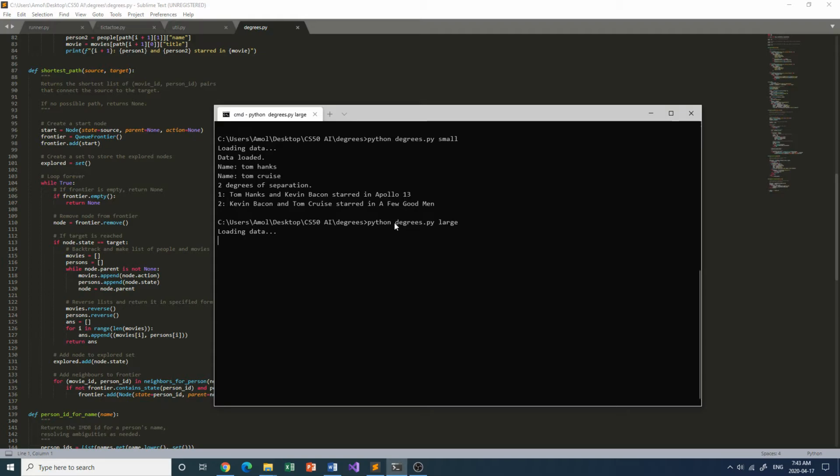So it takes a while to load the data because there are around 80,000 people in it. So here it says the Tower Heist and Gone Baby Gone. So these are 2 degrees of separation.